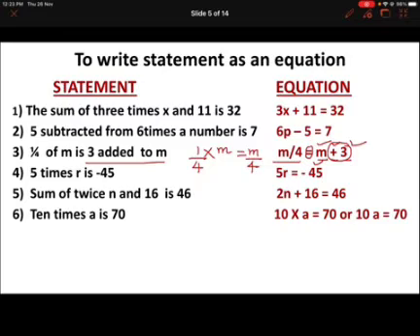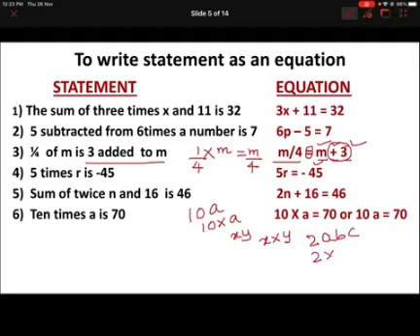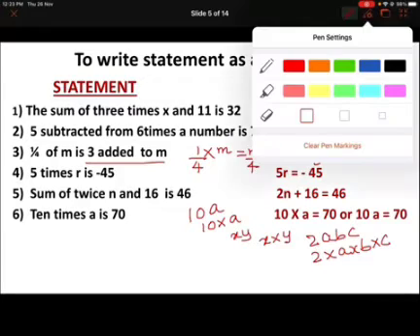What did I tell you? Wherever we write 10a, what we mean is 10 into a. If I write xy, I mean x into y. If I write 2abc, what we mean is 2 into a into b into c. Okay?